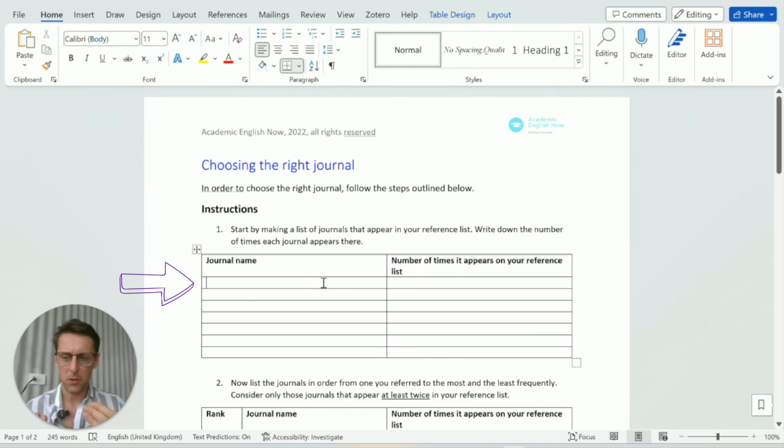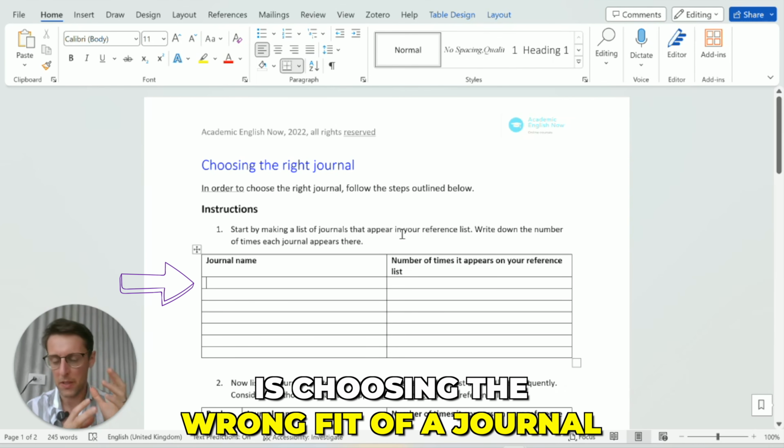Why do you do that? Well, because if you're referring to papers from a specific journal many times, let's say 5 or more times, this clearly means that what you're doing is a good fit for that journal, right? Because you're referring to similar work. They've already published work that is similar, either methodologically speaking or in terms of topic, right? So that journal might be a good fit for what you're doing. And really one big reason for rejections, especially desk rejections from editors, is choosing the wrong fit of a journal.